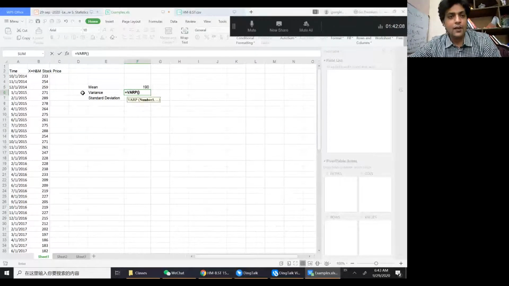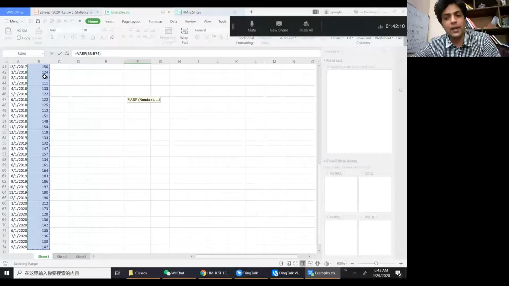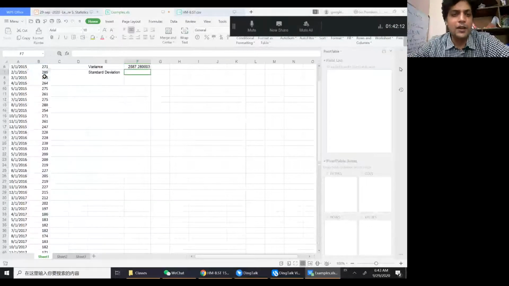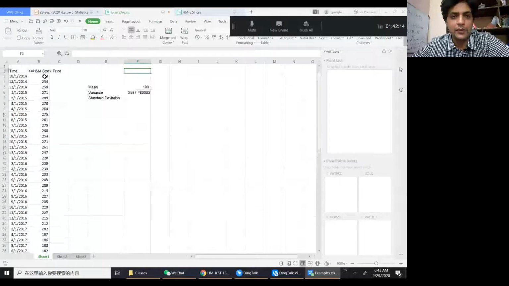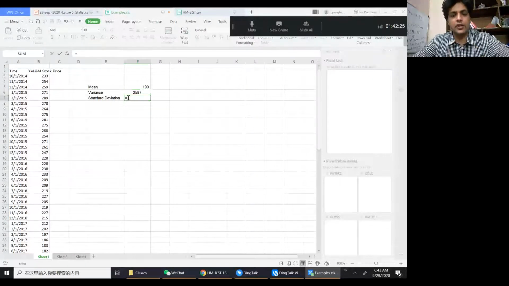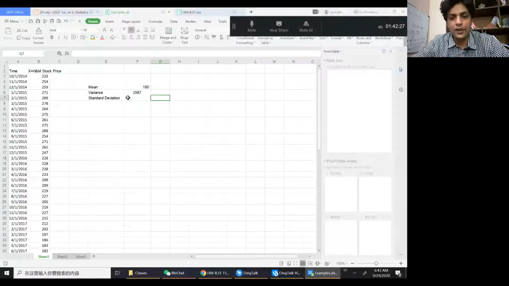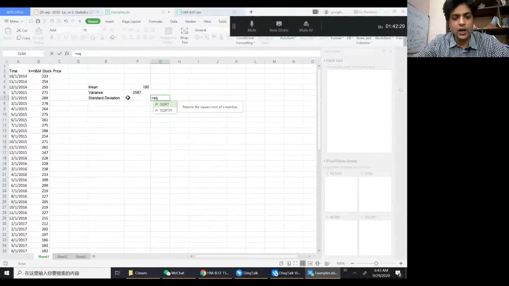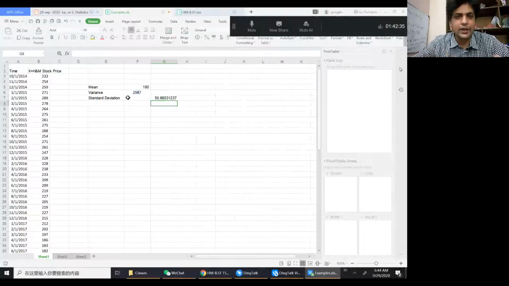Okay, and when I select it and I put enter, it gives me the variance. So now this is the variance, the sigma square. So I can take the square root, SQRT, that's the square root of a number, which is this one, and enter.